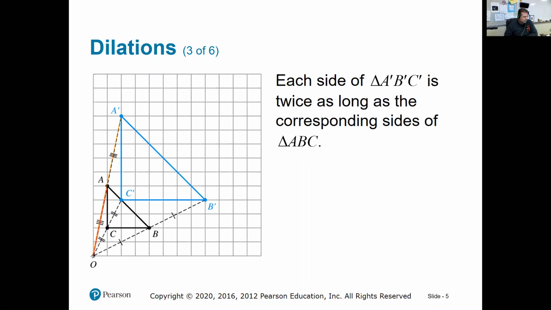Then we do from O to C, and since it's a scale factor of 2, or twice as much, we take that same distance again, get to C prime at the same angle, up 2 over 1, up 2 over 1. And then for B prime, it's up 2 over 4, so we get to here, and we double that, and we get it out to here. And then we connect A, B, and C. Now notice, it's still the same shape, just not the same size anymore, so it's no longer an isometry. Okay?